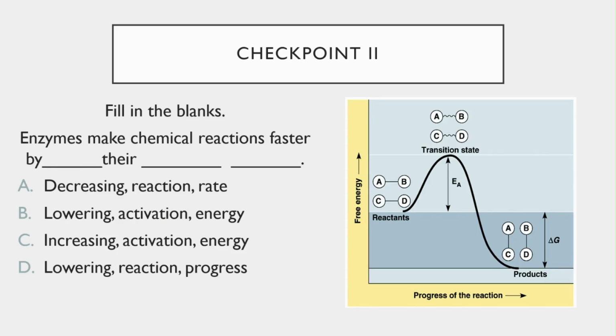Checkpoint 2. Fill in the blanks. Enzymes make chemical reactions faster by blank their blank blank.